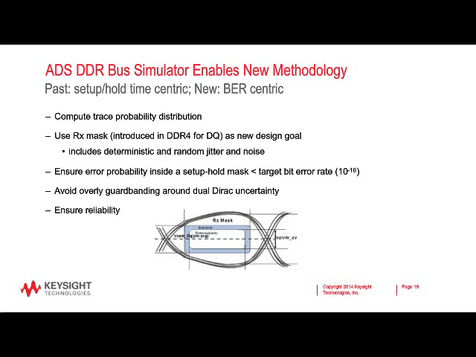You can use an RX mask, which is introduced in the DDR4 spec as a new design goal. It includes both the deterministic and an allowance for the random jitter. You can decide where the BER contour is versus the mask. And it avoids guard banding around this dual Dirac uncertainty. You can directly compare the mask with the BER contour that's calculated by Statistical Eye. So this is our new recommended method for design space exploration and for sign-off of the BER contour spec.